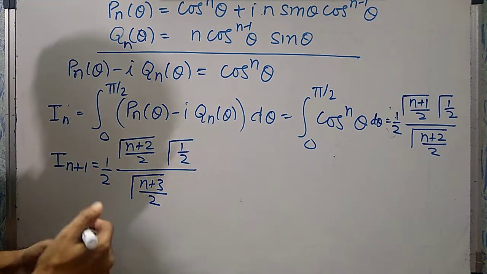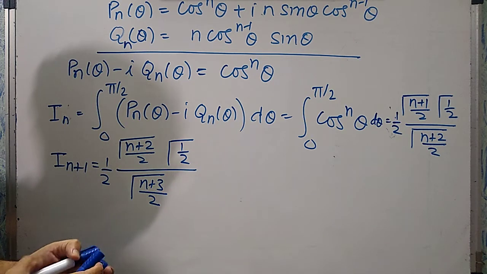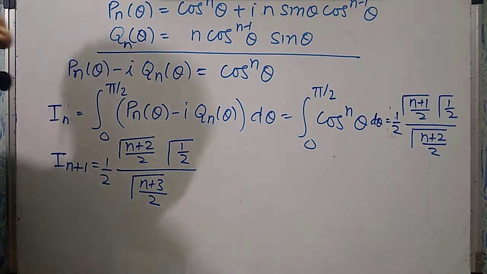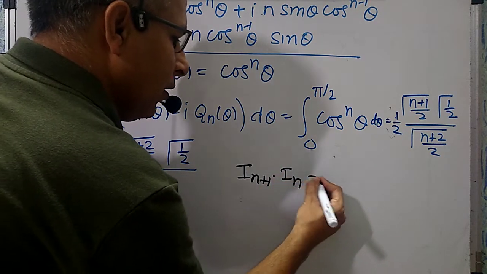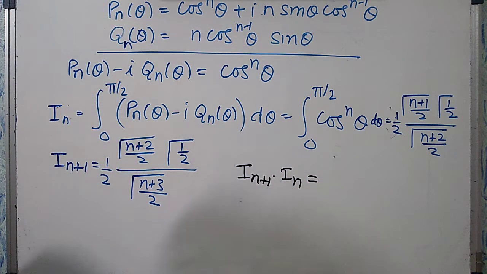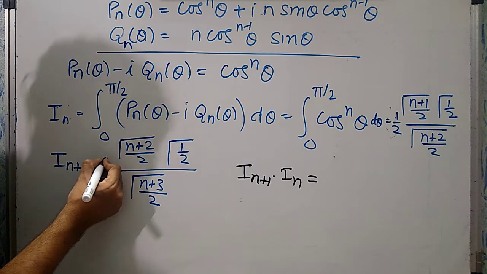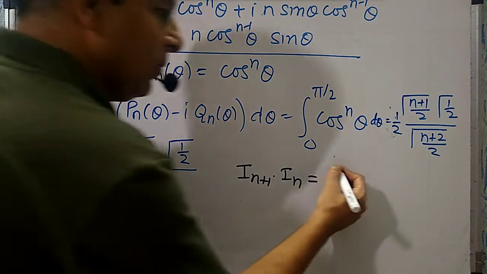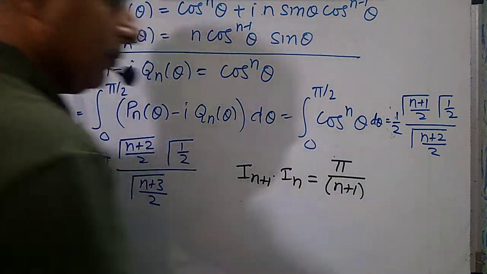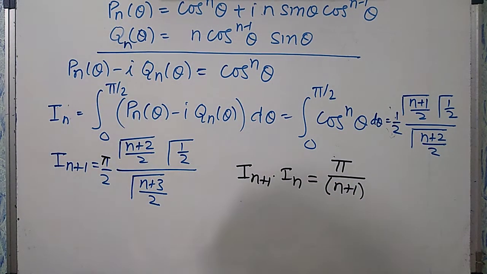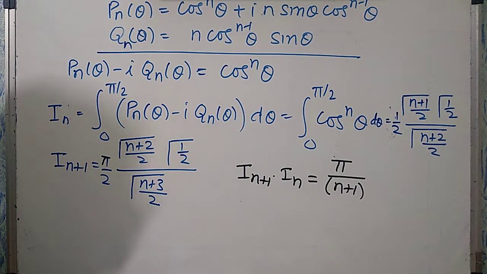So we have to find out In plus 1 into In, and this is equal to pi times, and this is actually pi upon 2 times, so it is pi divided by n plus 1. In plus 1 into In. Getting it?